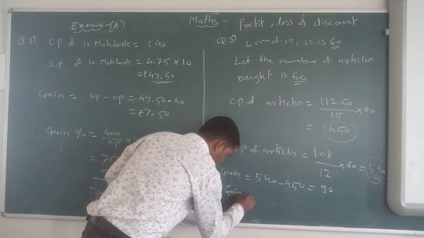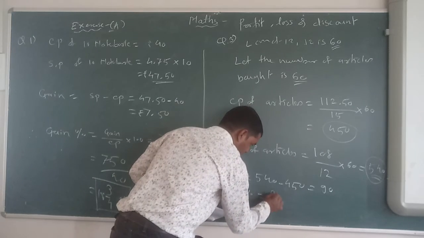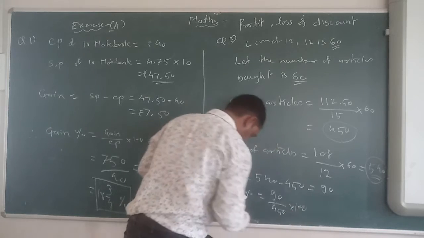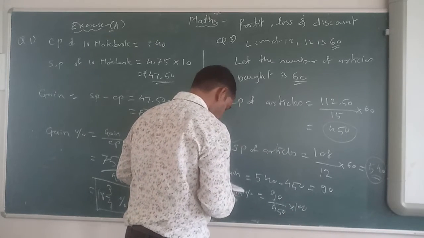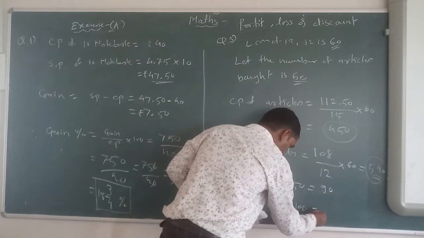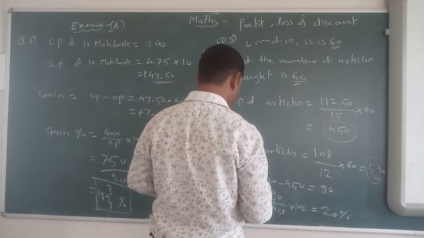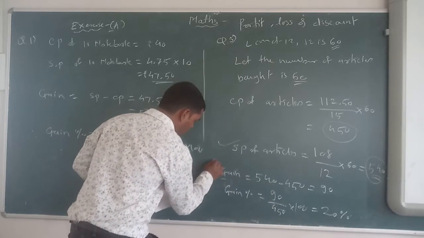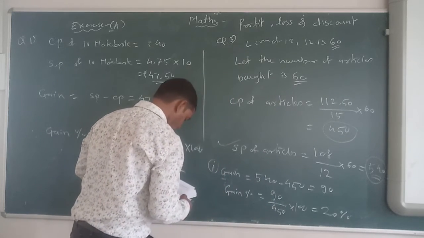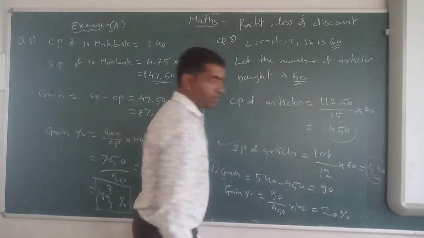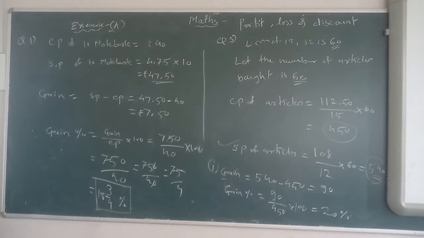So gain percent is 90 upon CP. CP is 450, multiply by 100. So which will be 20%. We have got gain, so gain is 90 and gain percent is 20%. Okay, so we have got that gain percent is how much? 20%. Then another one, second part we have to find.